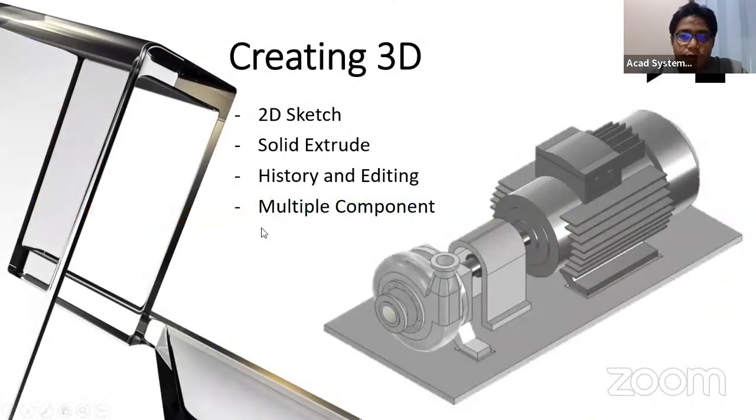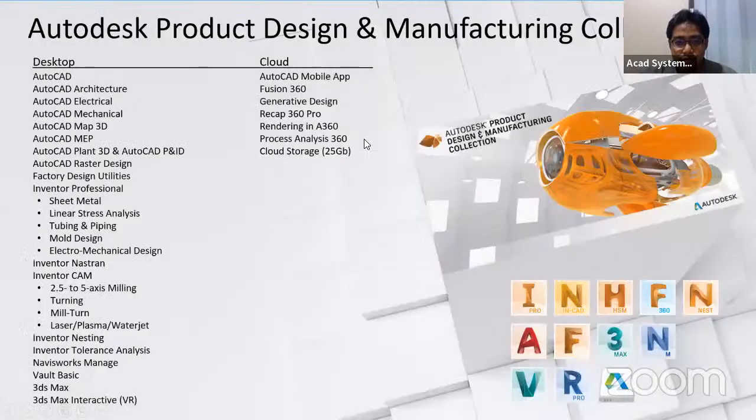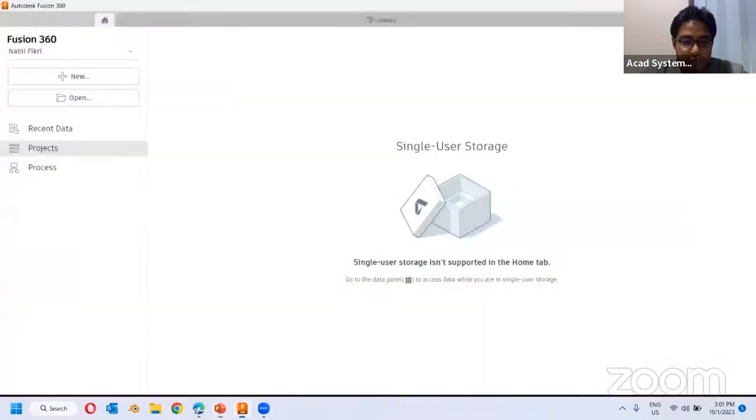Right. So basically for the 3D modeling, we're going to create this sample object over here. We're going to use this as the sample for 3D modeling, which is a pump and the motor. This will involve some of the work such as 2D sketches, some solid extrusions, and then we're going to go through the histories and editing, and manage multiple components. So let me just change into Fusion.